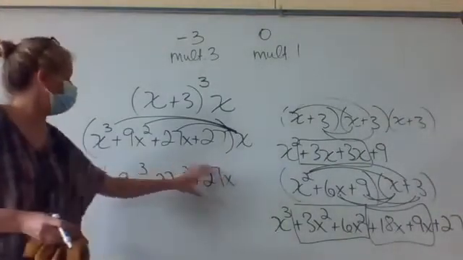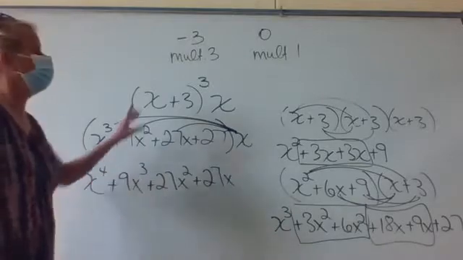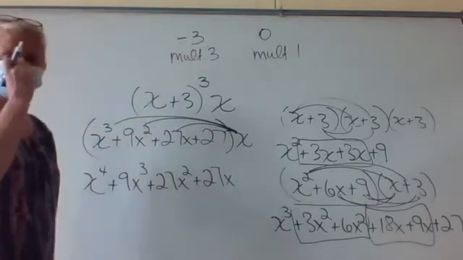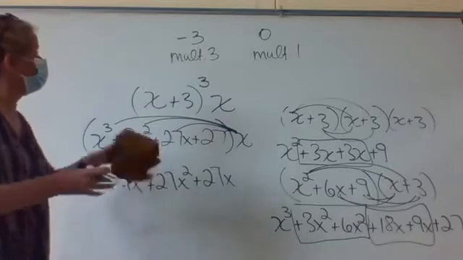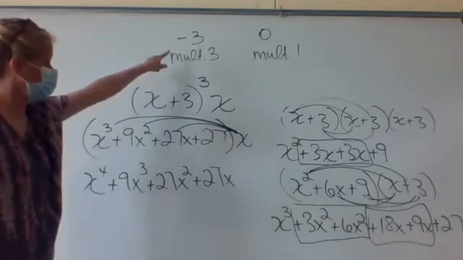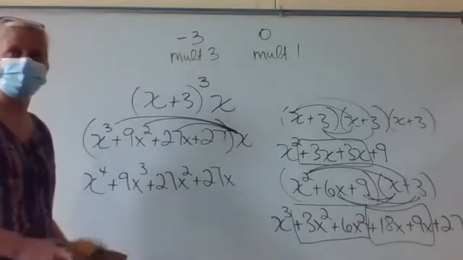So that's the polynomial function that came from those zeros. If you put this in your y equals, you would see it's going to cross the x-axis at -3 and 0.